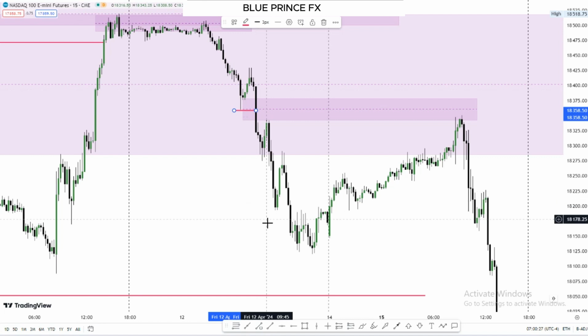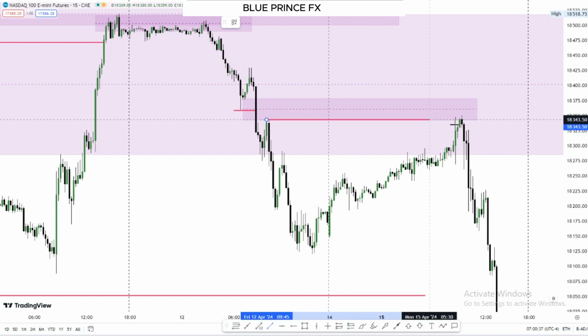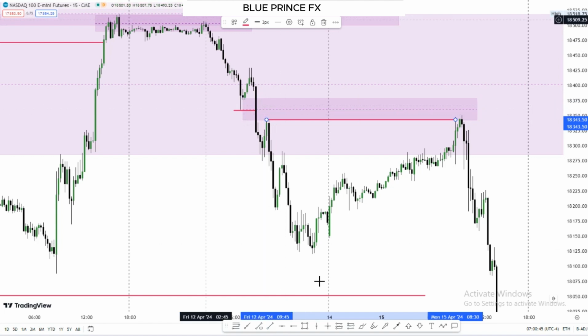Now if you look at our structure, we have this high here, which ironically aligns with our fair value gap, which becomes our internal liquidity. It's our internal liquidity because it's inside the range of this high and this low. This is our external liquidity, and this is our external liquidity. So now I have my internal liquidity.